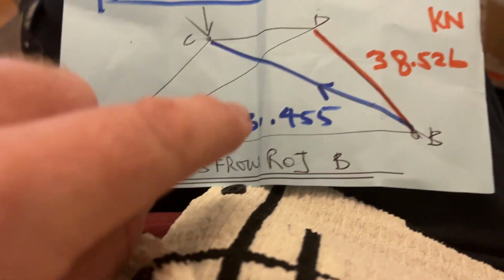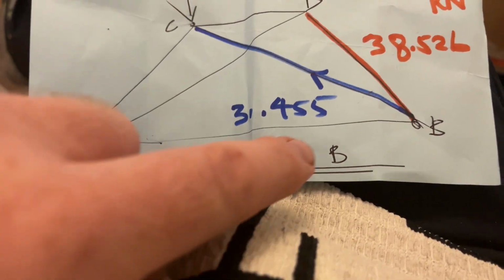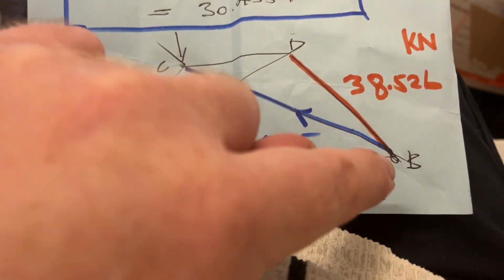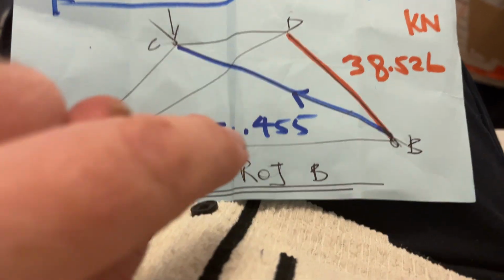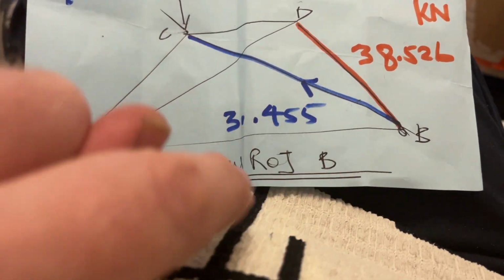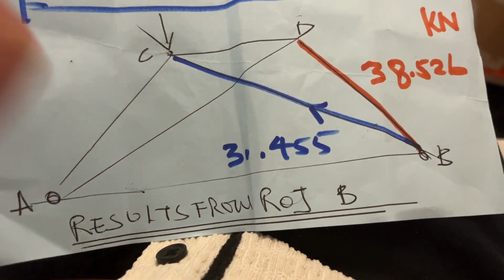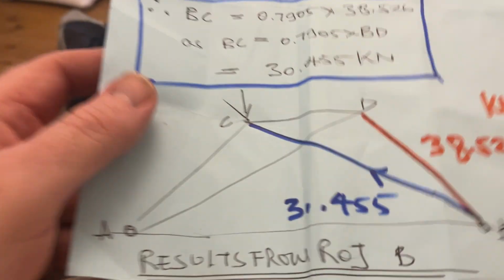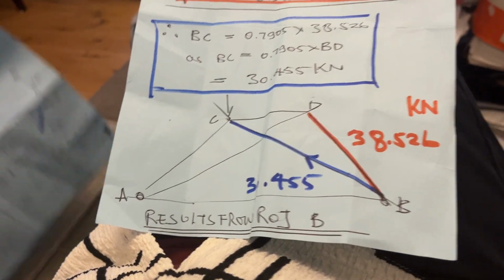So I'll put that on the diagram for the results from resolution of joints, equilibrium of joints at B. DB equals compression 38.526 kilonewtons, and BC equals 30.455 kilonewtons in tension. So that wraps up joint B.